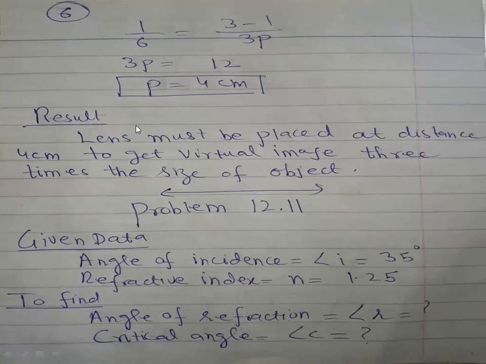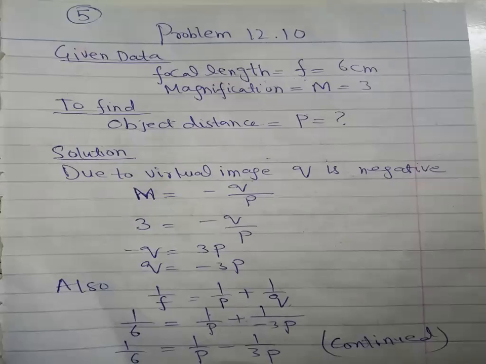So my result is that the lens must be placed at a distance of 4 centimeters to get a virtual image 3 times the size of the object. I repeat this numerical again. In this numerical, 6 centimeters is the focal length given to me. Magnification is also given, which is 3. And I want to find out where the lens is placed.